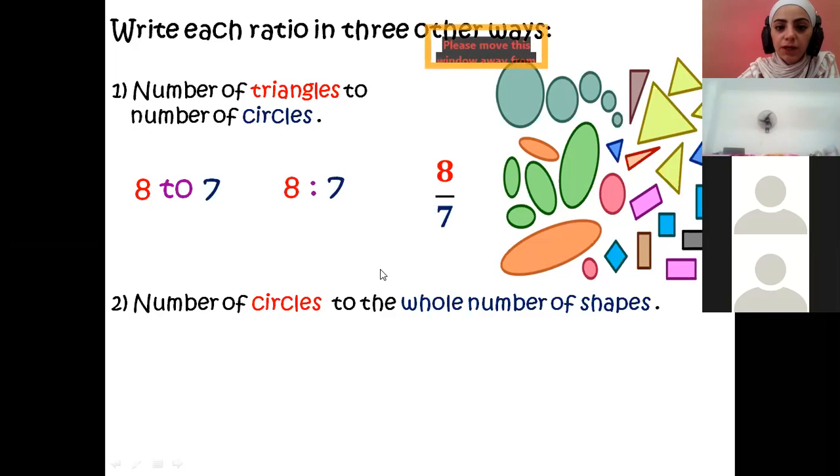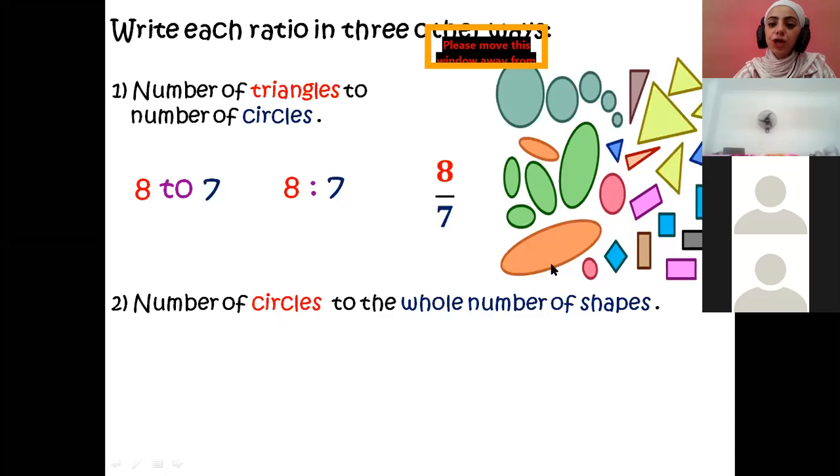The second question, the number of circles to the whole number of shapes. We already found the circles in the previous parts. It's 7, and all the shapes. 7 circles, yes.